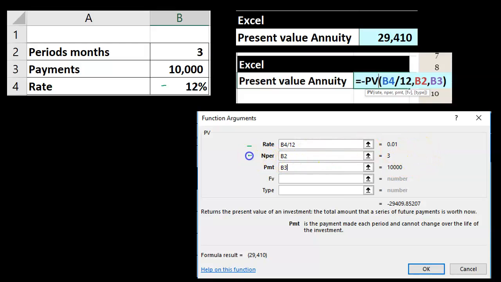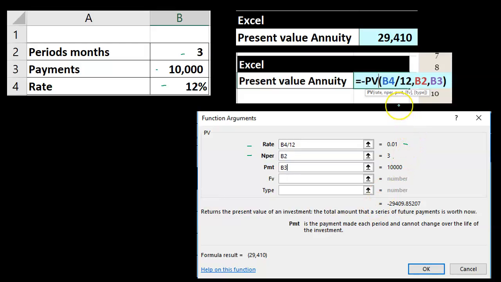And then we'll take a look at the number of periods, that being 3 in terms of months. Although it doesn't say it here, it will be in terms of months because it lines up to the monthly interest rate. And then we'll have the payment, which is going to be in B3, and that'll be the 10,000. So then if we calculate that out, it comes out to the 29,409 once again.